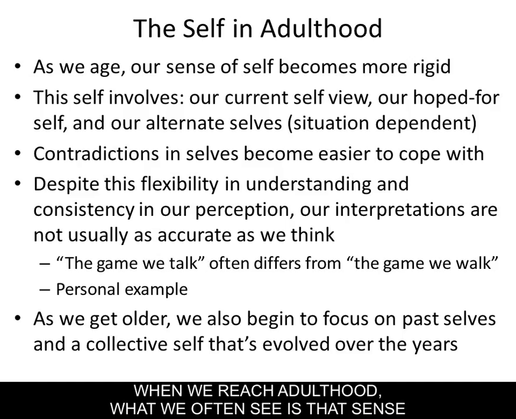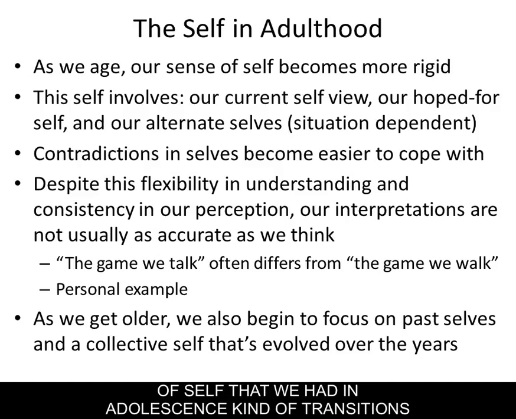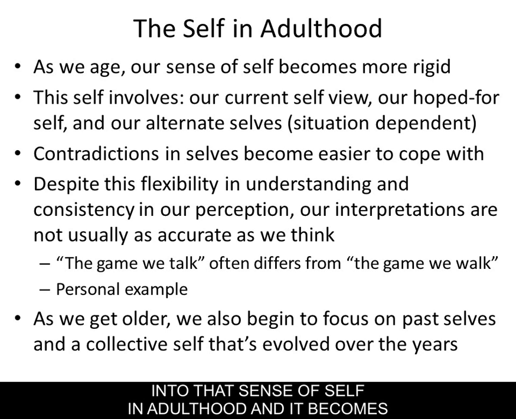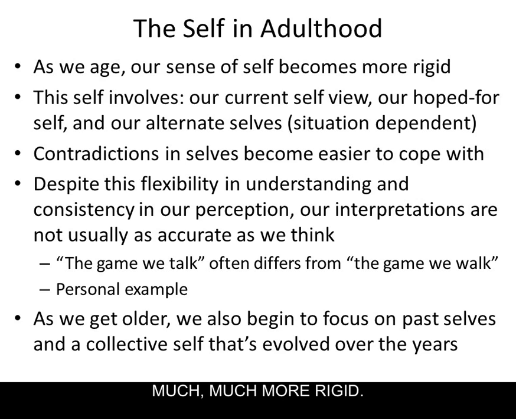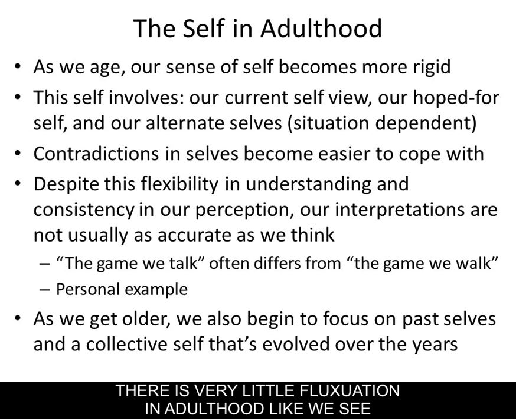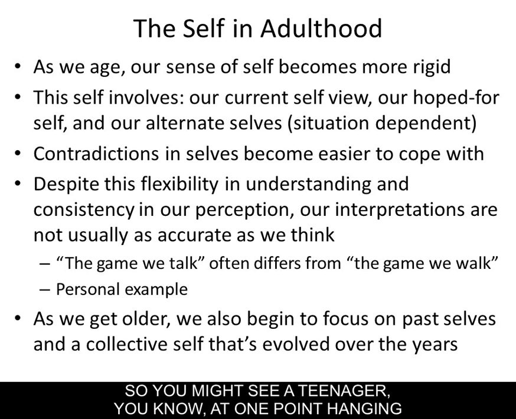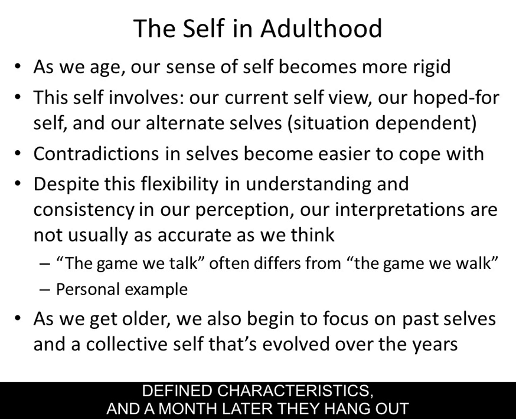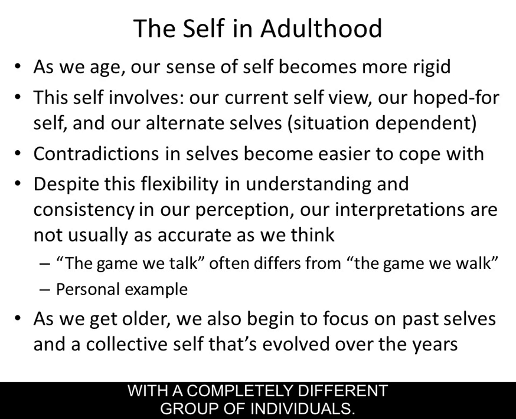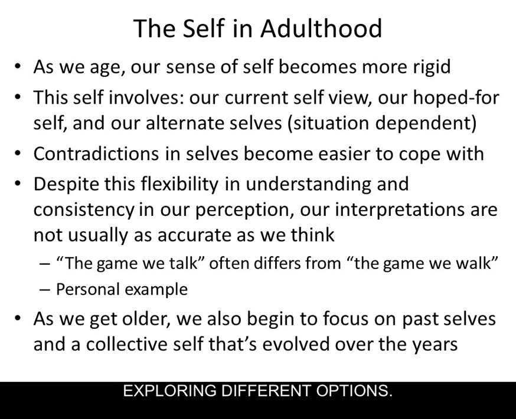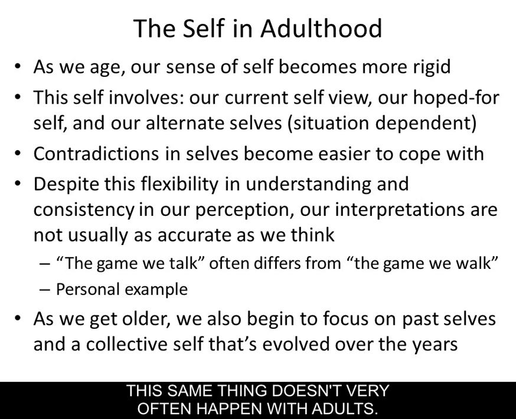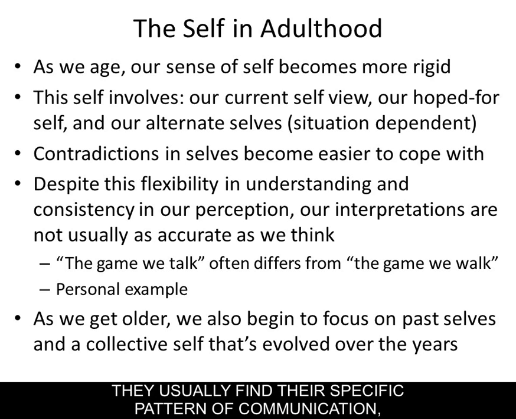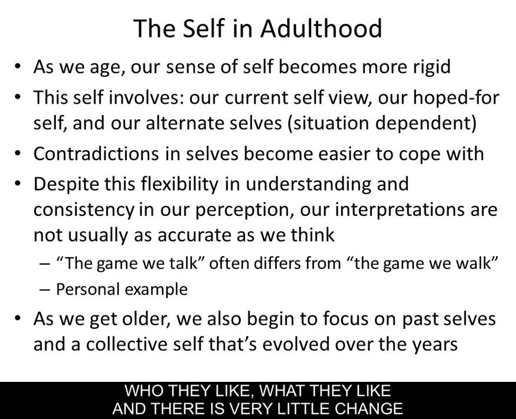When we reach adulthood, what we often see is that the sense of self that we had in adolescence transitions into that sense of self in adulthood, and it becomes much, much more rigid. There's very little fluctuation in adulthood like we see in adolescence. So you might see a teenager, at one point, hanging out with a specific clique of individuals that has very defined characteristics. And a month later, they hang out with a completely different group of individuals. They're exploring those possible selves, exploring different options. This same thing doesn't very often happen with adults. They usually find their specific pattern of communication, their way of hanging out with individuals, who they like, what they like, and there's very little change once we reach adulthood.